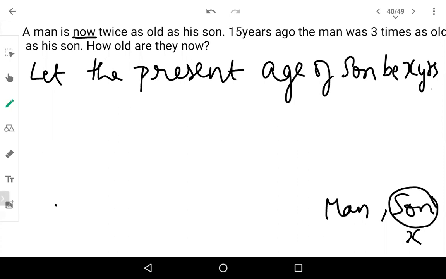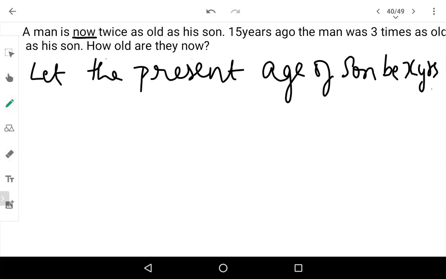Now, why are we taking the age of the son to be x? Because that is the least age that you can see in the problem. Read the first sentence: a man is now twice as old as his son. If you define the son's age, you will be able to define the man's age, or the father's age. Correct? So that is why we will take the least age to be x.